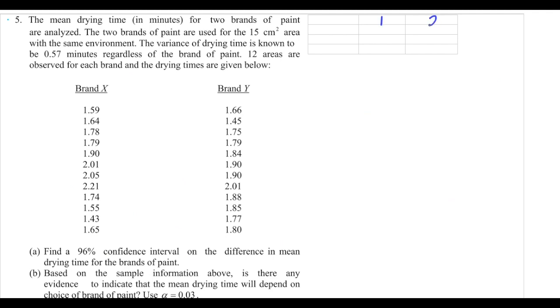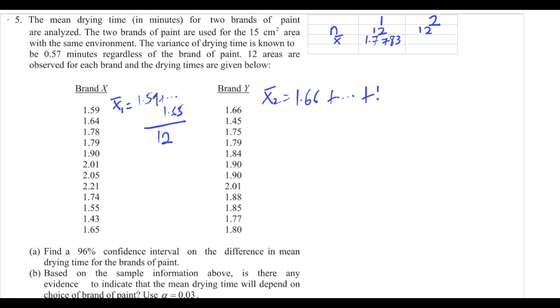Next question, group 1 and group 2, the sample size is 12 for both groups. So how do you find x bar 1? You would use your calculator, mode SD or mode statistics, and insert all of the values. So x bar 1 will be 1.59 plus up to 1.65 divided by 12. And the value is 1.7783. And again, x bar 2 would be 1.66 plus up to 1.80 divided by 12, and x bar 2 will be 1.8.